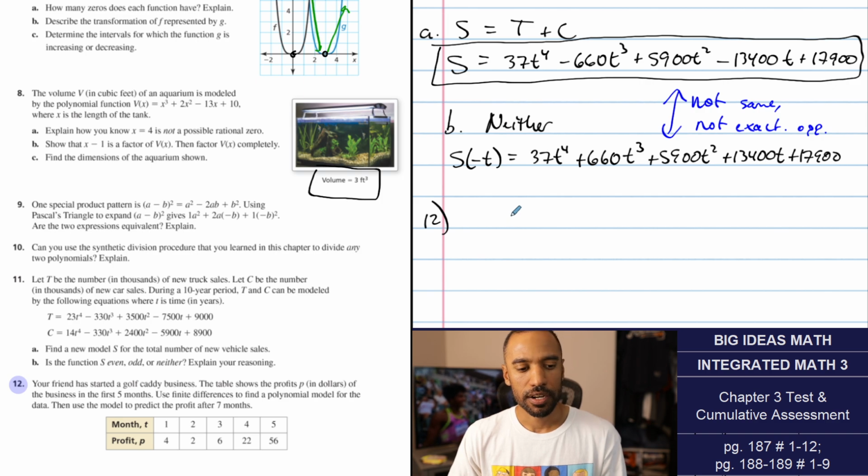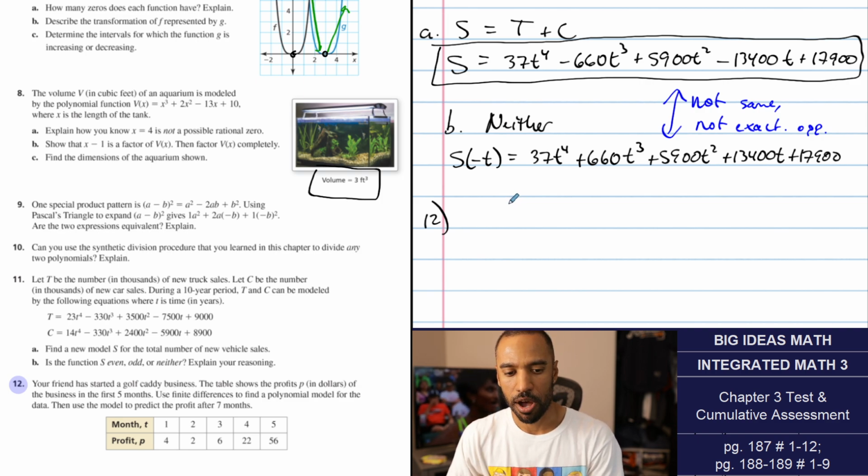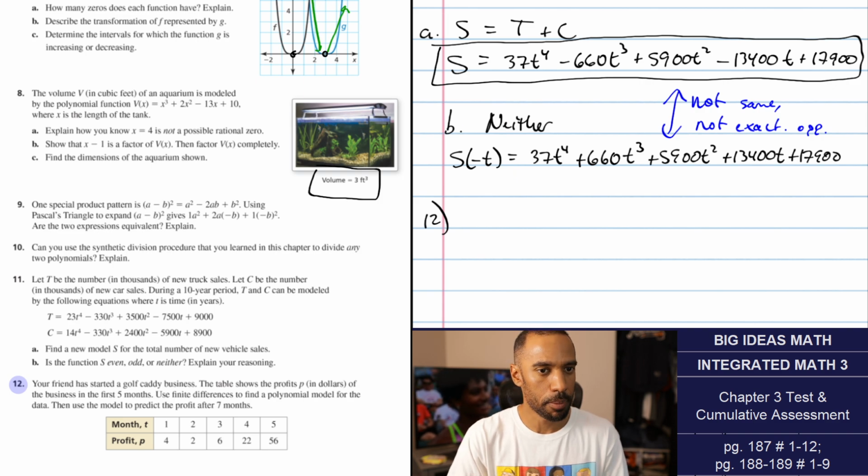Number 12. Your friend has started a golf caddy business. The table shows the profits P in dollars of the business in the first 5 months. Use finite differences to find a polynomial model for the data, then use the model to predict the profit after 7 months. So let's copy and paste that one as well.